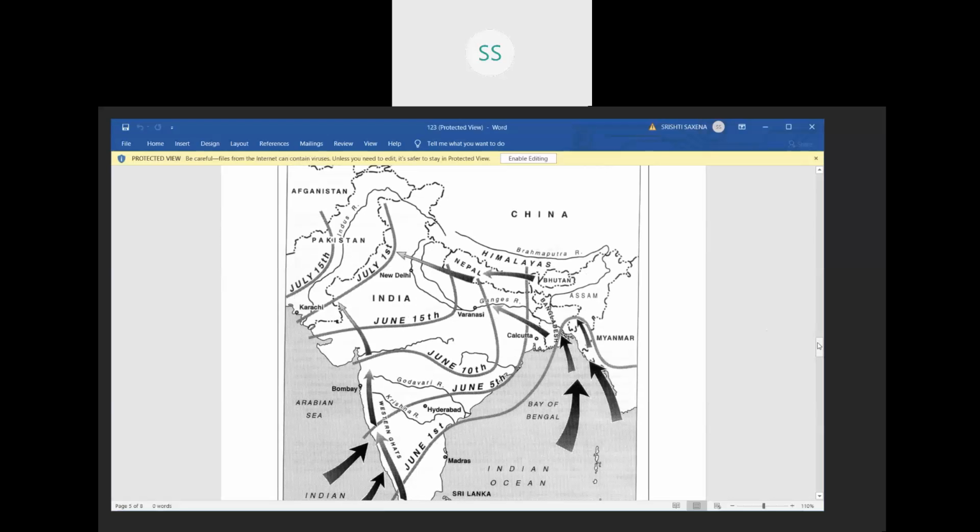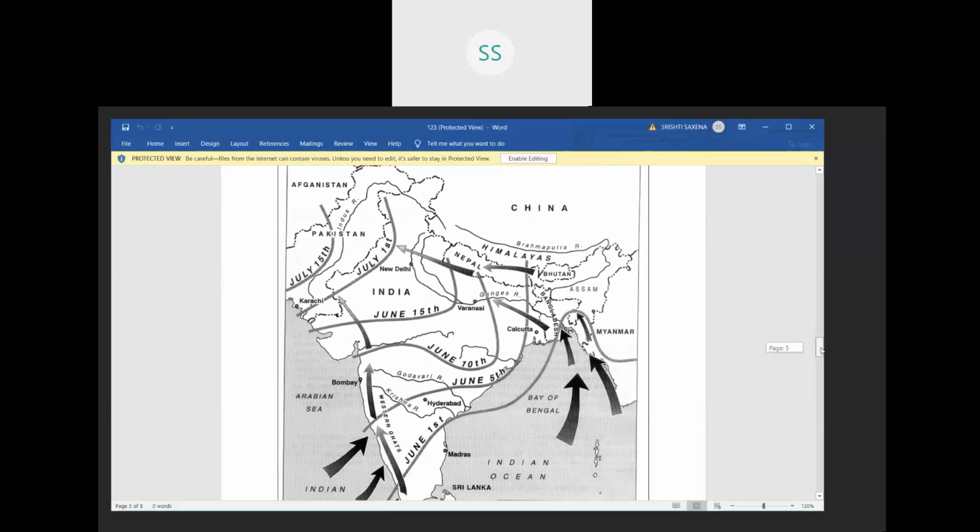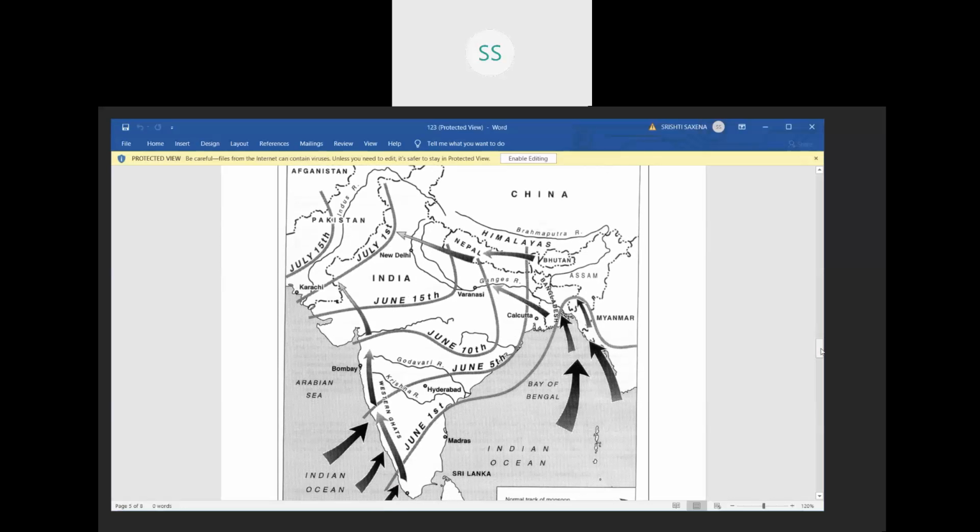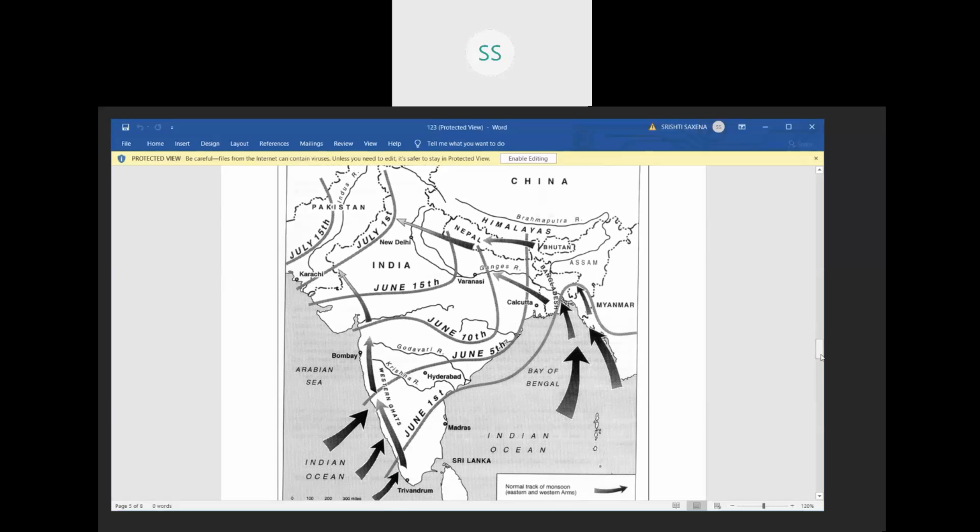Now, this is the map, children, which will show you with the months in which months the winds are received by which region. You can see this very clearly now, I think. Yes. As I've already told you, in the first week of June the winds arrive in Mumbai, which is written here as Bombay, but it is Mumbai, children. And by the time it reaches the Ganga plains, it is mid-June, children.